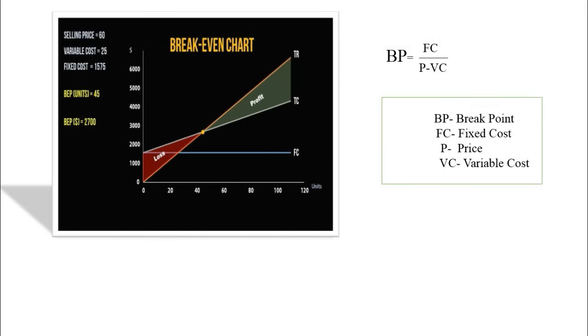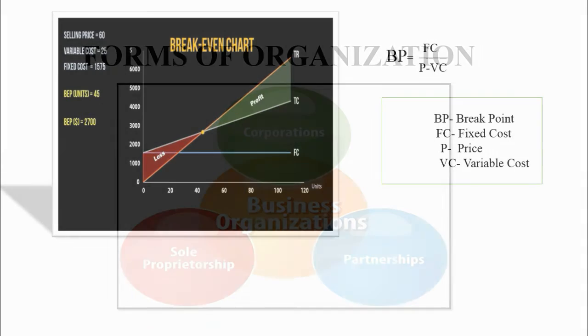So this is the representation of the break-even chart, where BP or the breakpoint is equal to FC over P minus VC, where FC is the fixed cost divided by P, which is the price, minus VC, the variable cost.